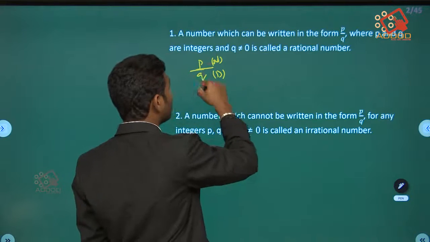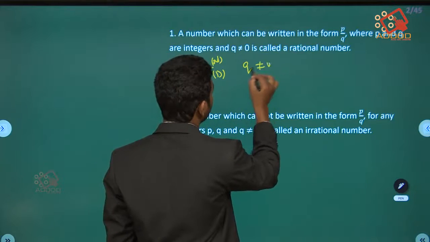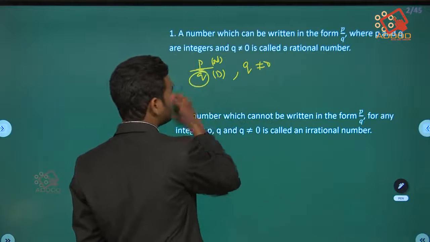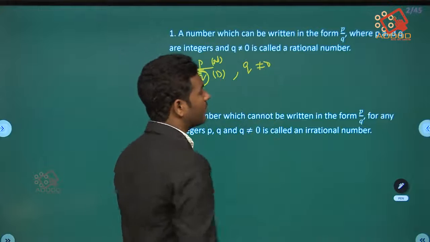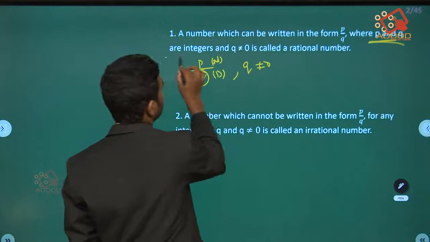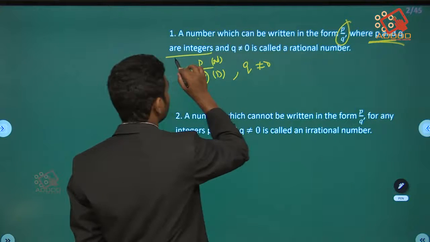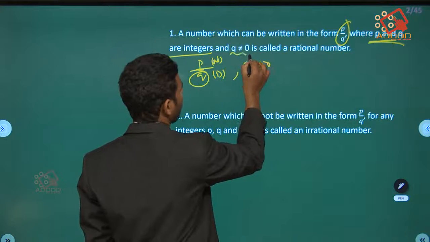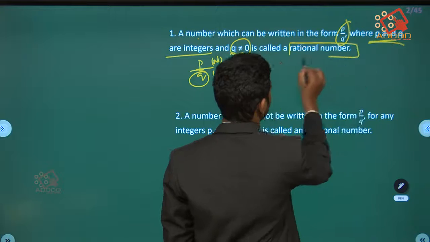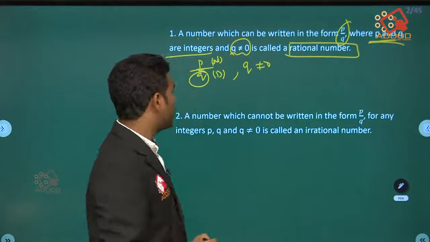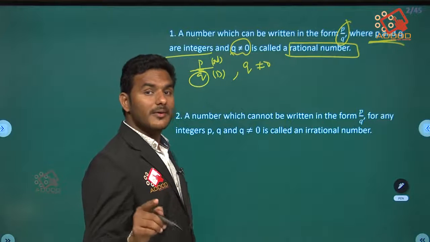So a number which can be written in the form of p by q, and q is not equal to 0. Q, the denominator, should not be equal to 0, where p and q are integers. So a number which can be written in the form of p by q, where p and q are integers and q is not equal to 0, is called a rational number. So why is q not equal to 0? Because the denominator should not be 0.